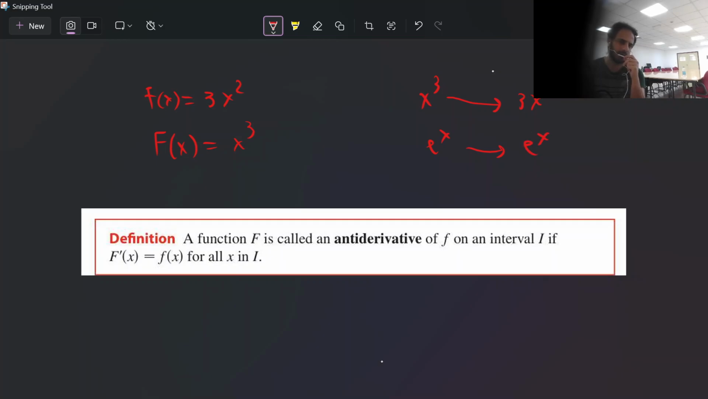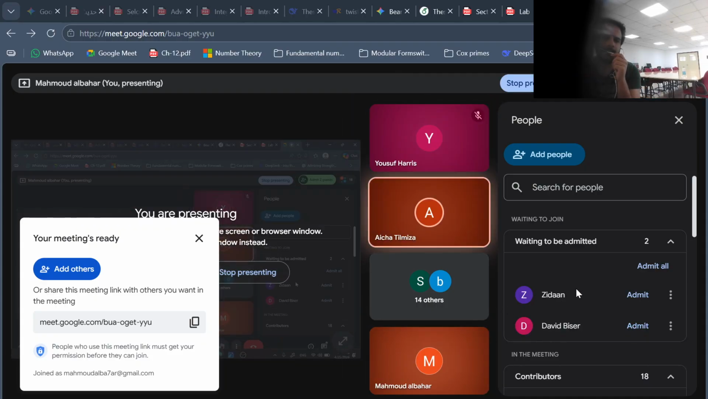But what about getting back? For example, if you have 3x squared, how can you get back? By integration. It's called antiderivative. Okay? The derivative is 3x squared. What's the antiderivative? It's x cubed. You get back. Okay? Is it good? Antiderivative is integral, basically? Yes. Okay.